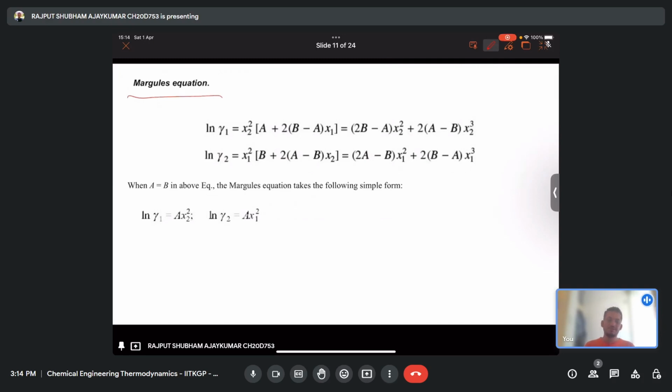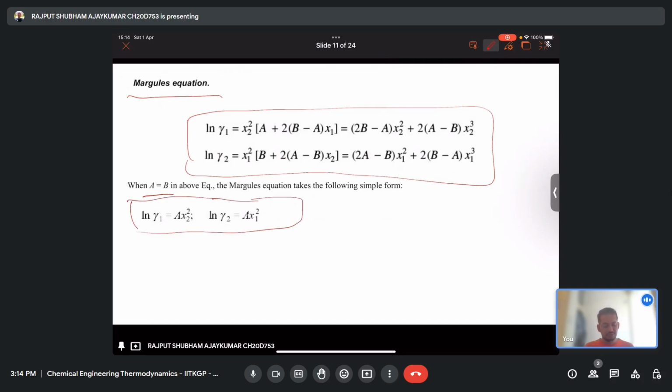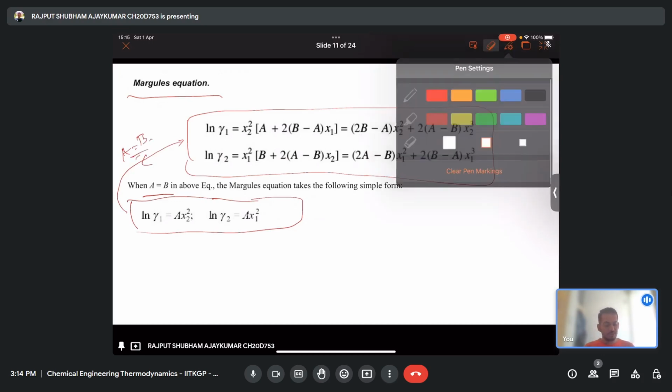This one is the simplest of the Margules equations, in which A is equal to B, so this equation is known as the Margules 2-suffix equation. If I take an equivalent mixture of A and B, with A equal to B, then the Margules equation can be taken as ln gamma 1 equal to A x2 square and ln gamma 2 equal to A x1 square. But this only complies if A is equal to B. Otherwise, the Margules 3-suffix equation can be written in the form I have mentioned above.